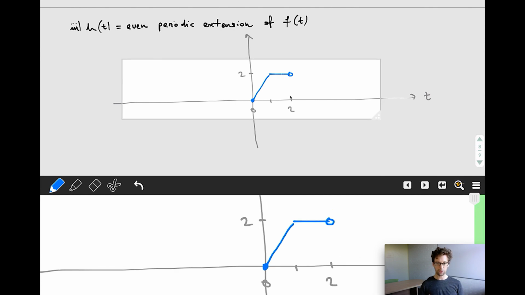And what I'm going to do is double that tile, but in such a way that the new double-sized tile is symmetric. It's an even function. So remember what we mean by an even function. When I swap this thing in the left-right direction, I have to get the same thing. So let's take my tile and take its mirror image on the left-hand side.